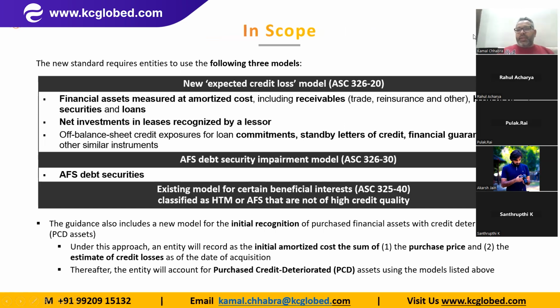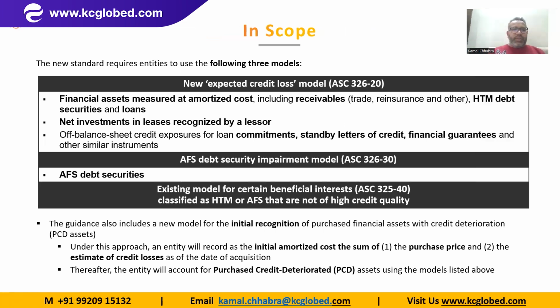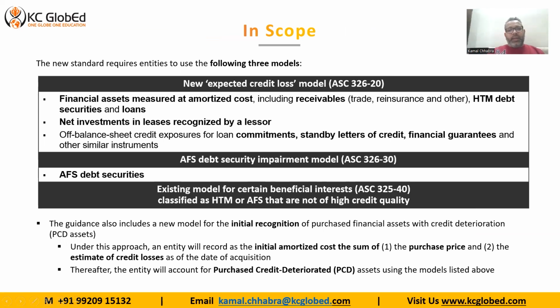So here, if you see ASC 326, the new standard requires an entity to use the following three models. One is the new expected credit loss model, which is ASC 326 subsection 20. In that, it considers financial assets measured at amortized cost, including receivables. So what all comes in scope? Trade receivable, insurance receivable, held-to-maturity debt security, and loan receivable, right?